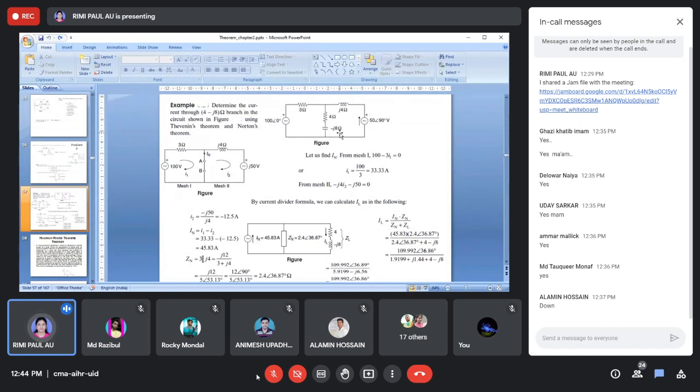So what steps will you follow first? First, today I am showing you how to solve this problem using Norton's theorem. Okay, so you will get Norton's equivalent circuit. Now the load impedance is given, right? If you get Norton's equivalent circuit, then you will find out what IL will be. Just write down the steps.